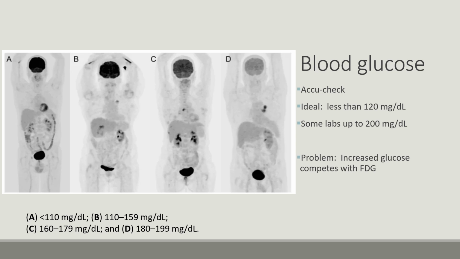So you see the visual qualitative comparison demonstrates that FDG uptake in the brain was markedly reduced with higher blood glucose levels, whereas there's really no difference in the liver or the lungs. So if you look at A was the one with normal blood glucose, and then you see how it progressed down to D. And that's because the brain is already saturated with normal non-radioactive glucose, so it's not taking up that FDG.